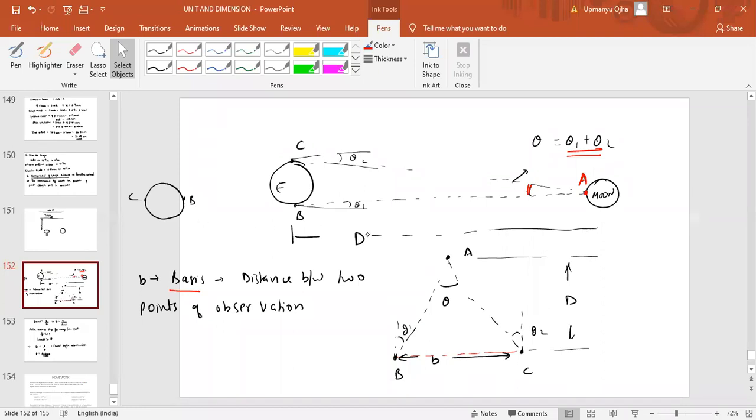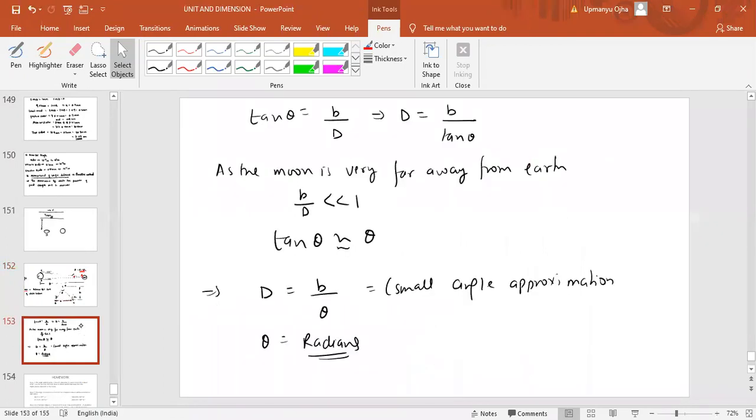One thing more you can say: this is D. This can also be D. The length BA can also be D. Yes, tan theta should be in 90 degrees. That is correct.